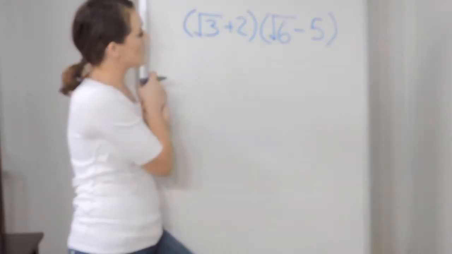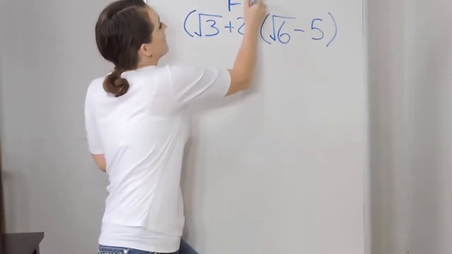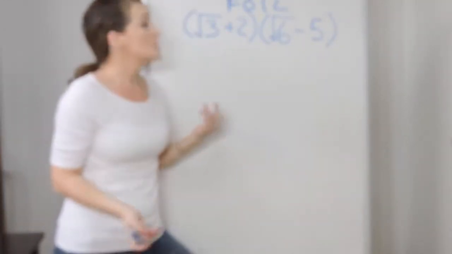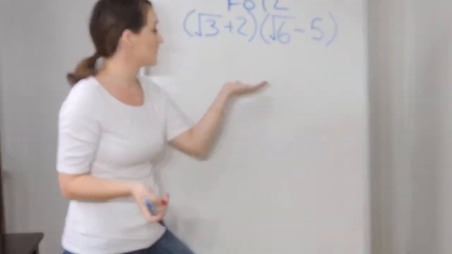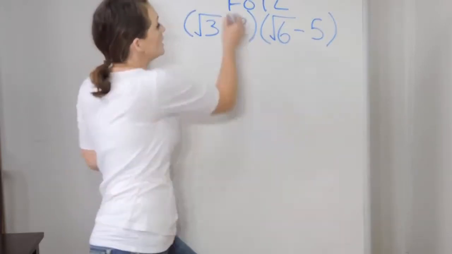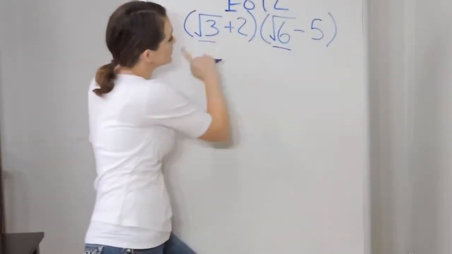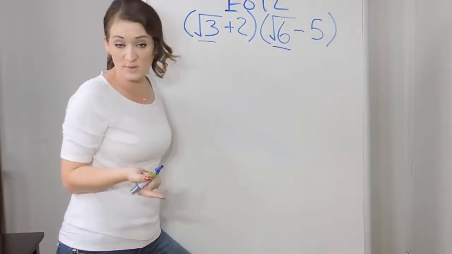Now, since I have a radical expression here where it's a binomial and a binomial, I'm actually going to use the FOIL method to multiply this. Even though the FOIL method is typically for polynomials, it's perfectly fine using that here as well. So FOIL method, F stands for first. So the first term in each one of these, square root of 3 times square root of 6.